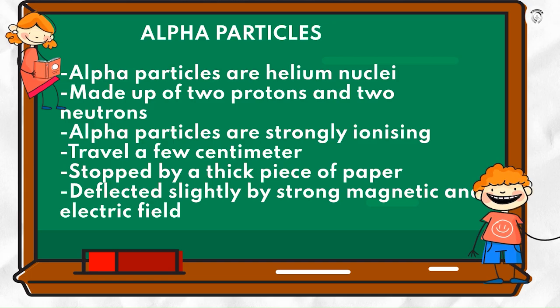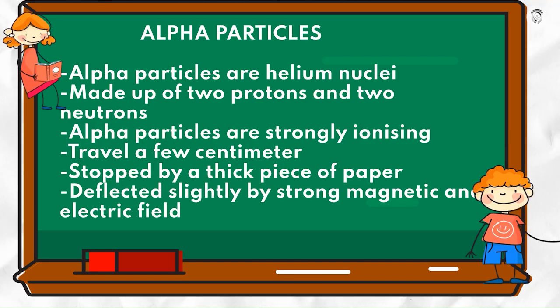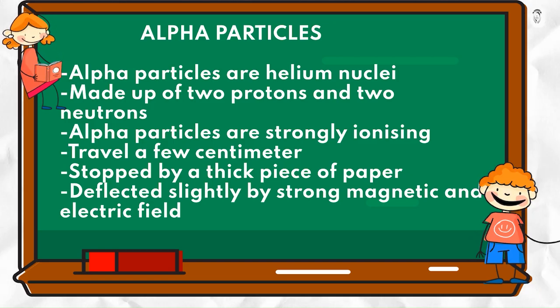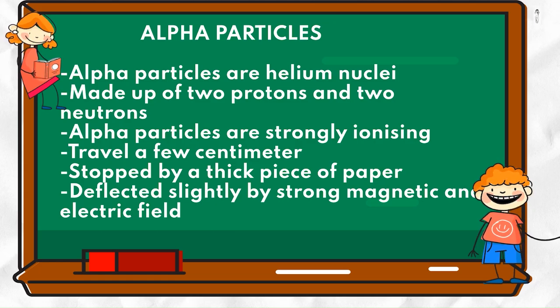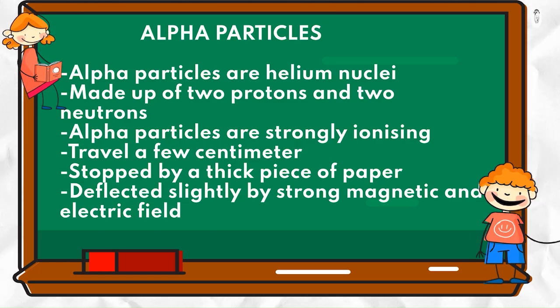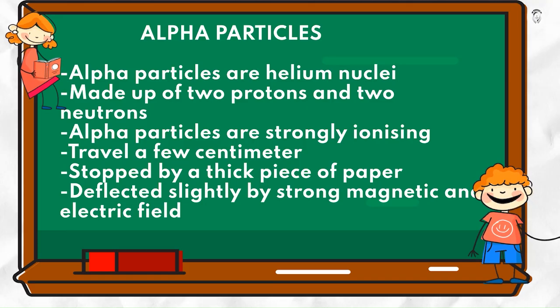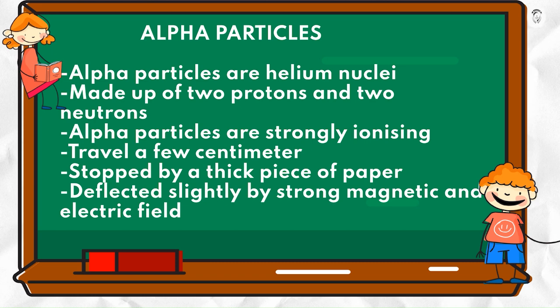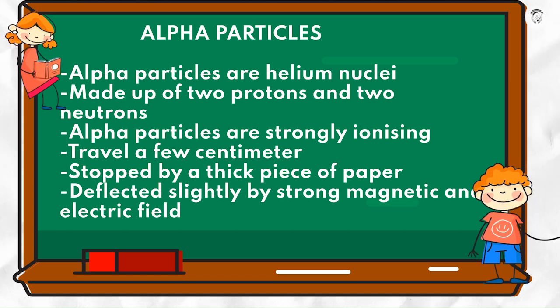Now, these features which I have just mentioned, you need to learn them for your final board exam, especially for the physics of radioactivity. You should know these characteristics of alpha particles. I repeat it again for you. They travel a few centimeters, are stopped by a thick piece of paper, and are slightly deflected by a strong magnetic and electric field.